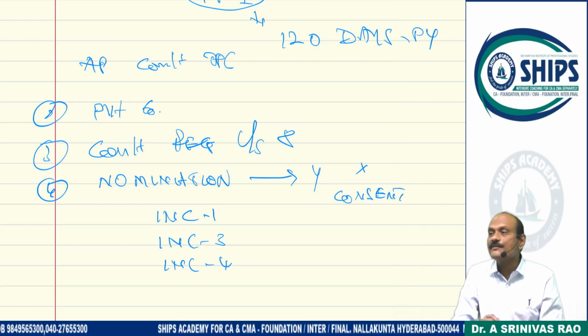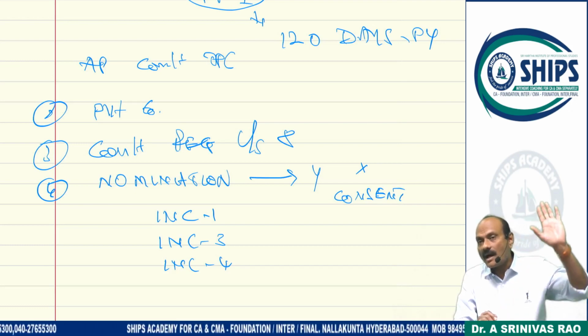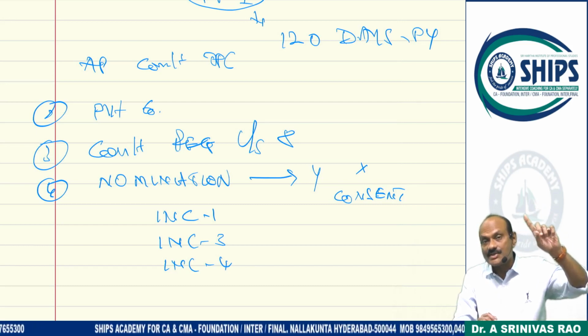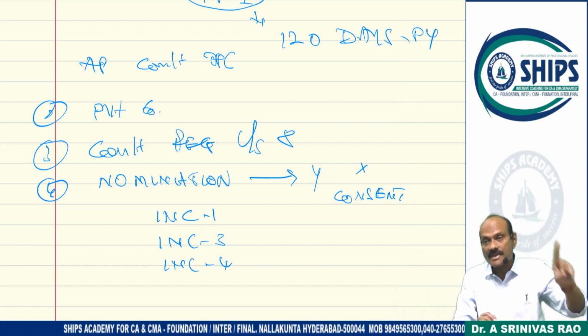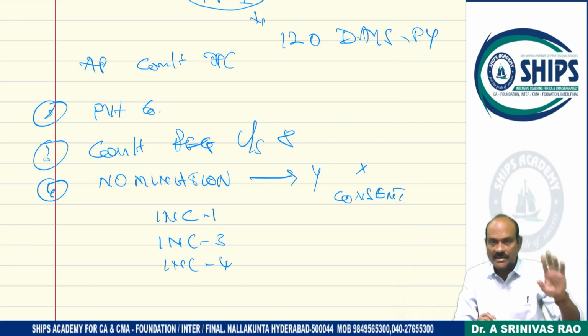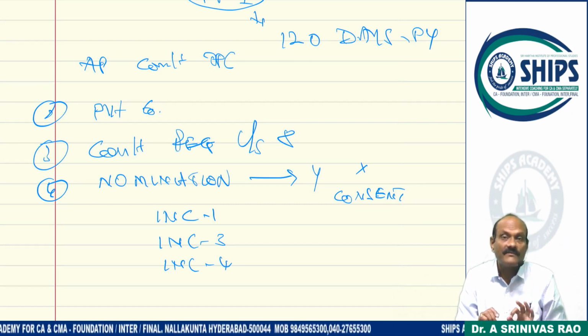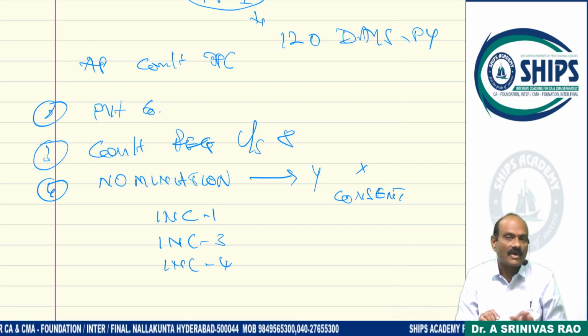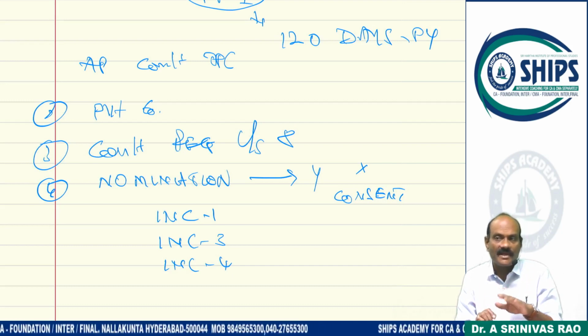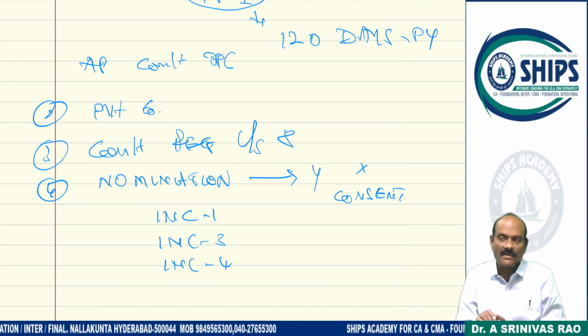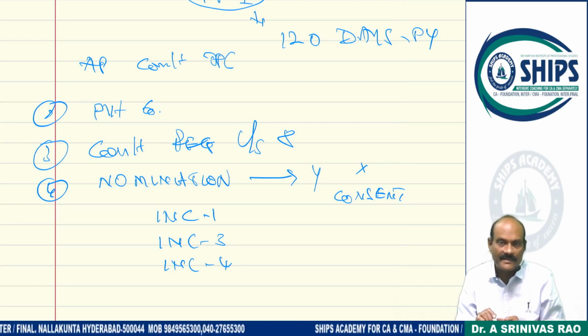And what is INC-4? INC-4 is alteration, change of the nomination. I want to change the nominee. You can change, and submit INC-4 within 15 days from the date of the change. Within the 15 days, you can communicate. Death of the nominee, fresh nomination can be filed.